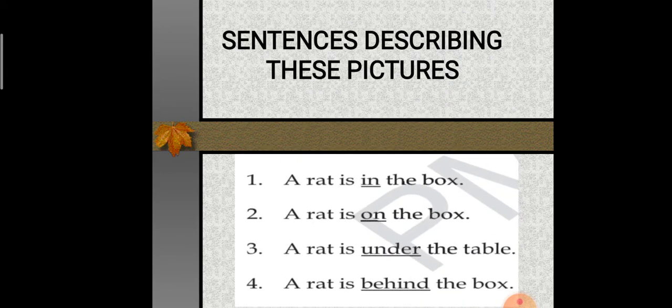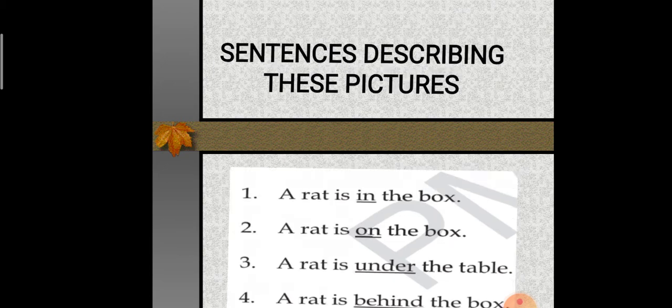Now we have observed some of the pictures. If we want to make sentences out of these pictures, we can say that in the first picture we saw a rat is in the box. Where was the rat? The rat was in the box. In the second picture, a rat is on the box. Third, a rat is under the table. Fourth, a rat is behind the box.